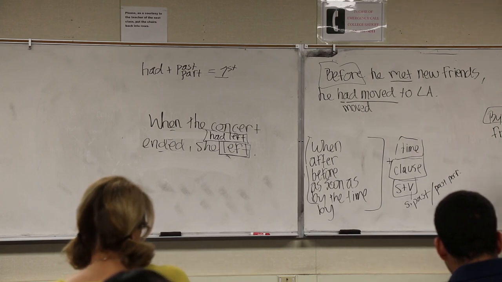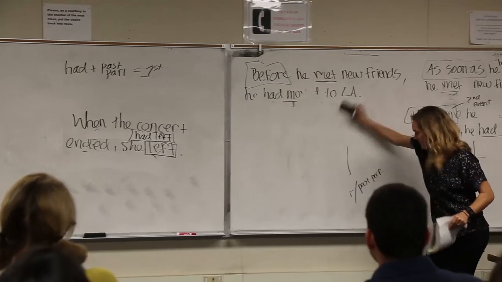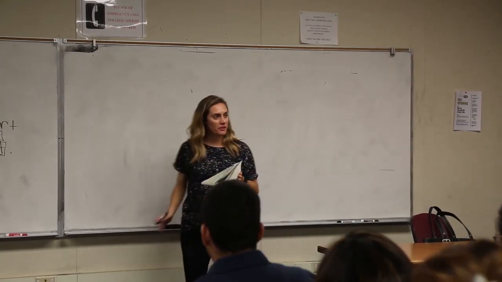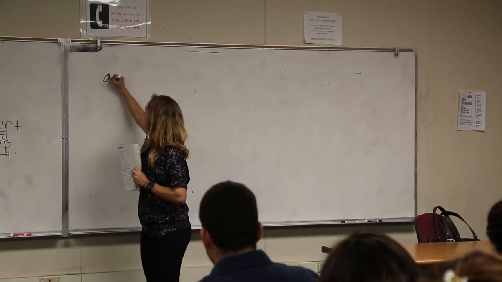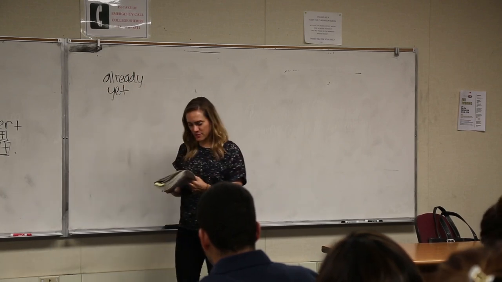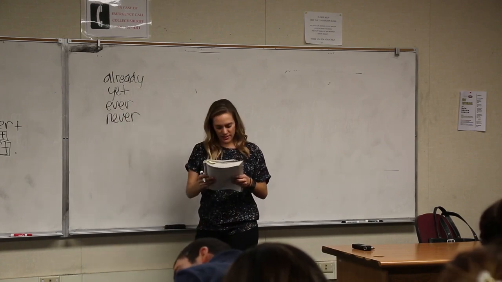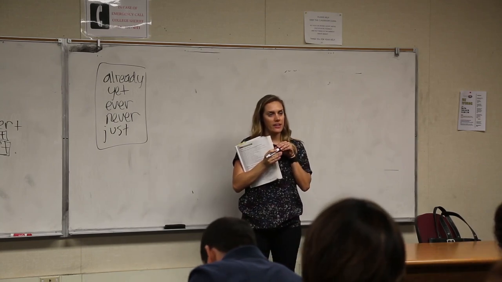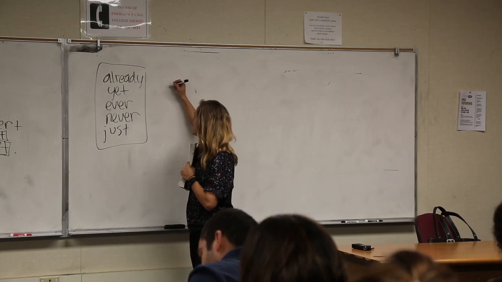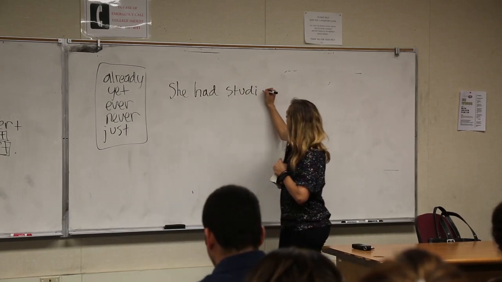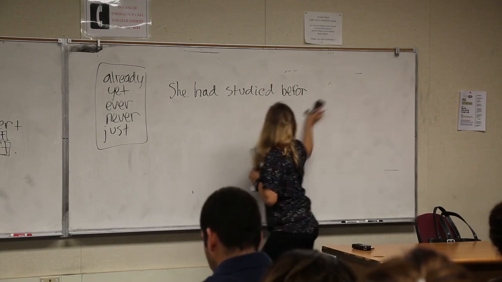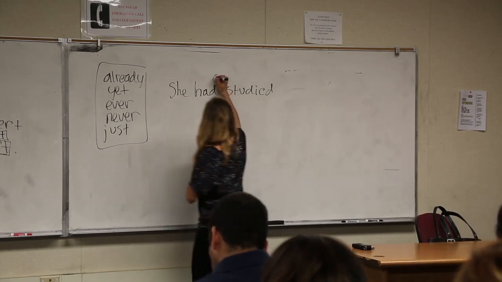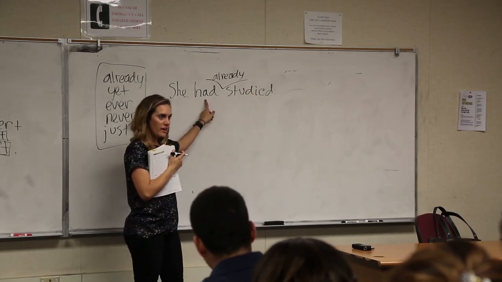Then we have time words. In addition to those time words, we have other time words. So with past perfect, just like with present perfect, we sometimes use already, yet, ever, never, just. We use these time words to really focus on which one was first and which one was second, okay? And where do we put these, by the way? If I have this sentence, she... where would I put already? She had already. So it goes between the helping verb and the main verb, right?